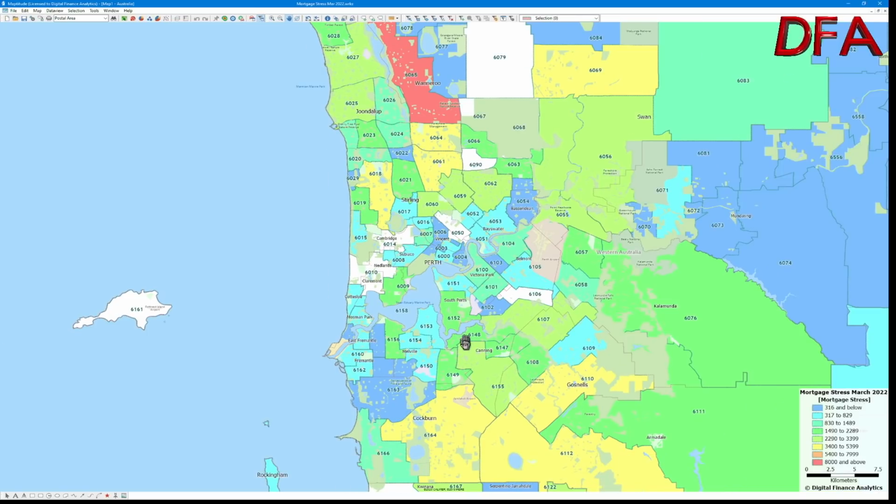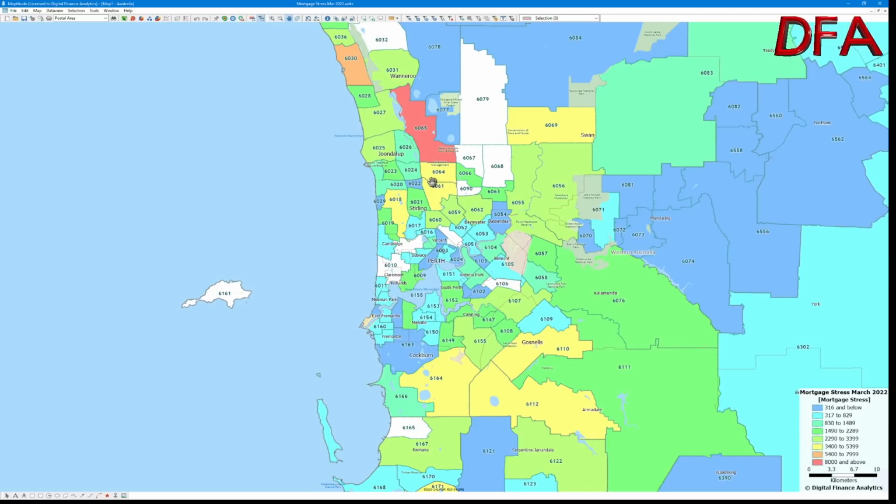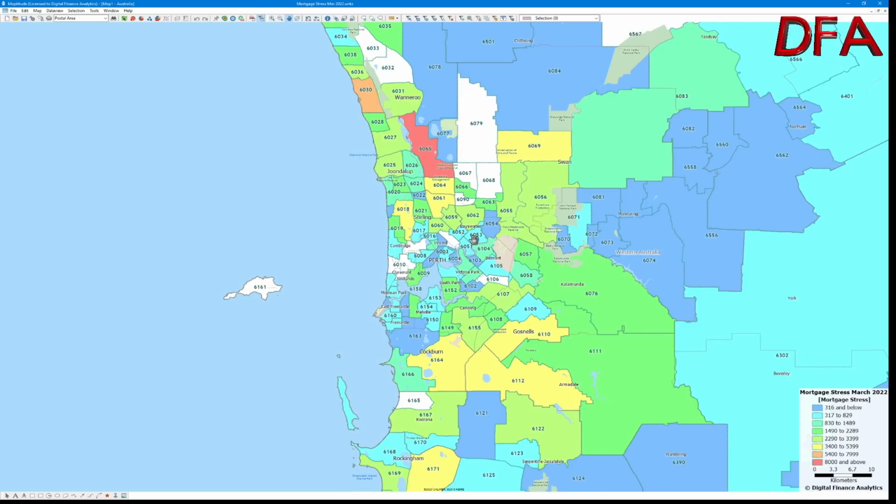Story in Perth, it's not too bad in and around the centre, but if you go north and south of the city, some of those new high growth areas, particularly up around here, definitely a problem. And once again, the same old, same old. There are some suburbs where there's a lot of issues.